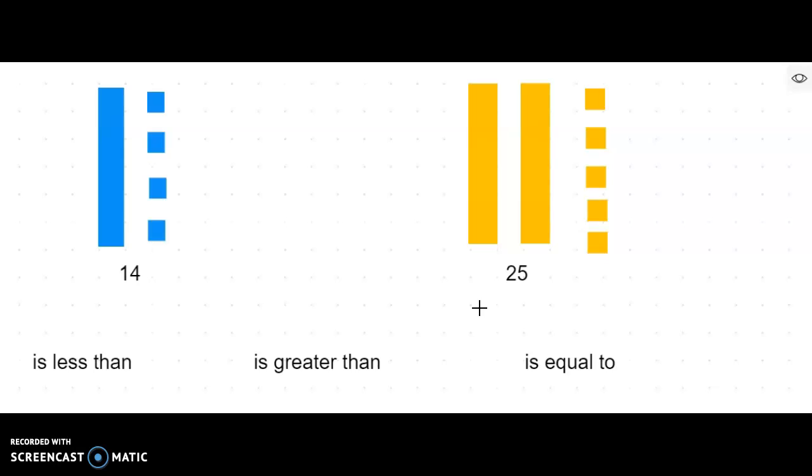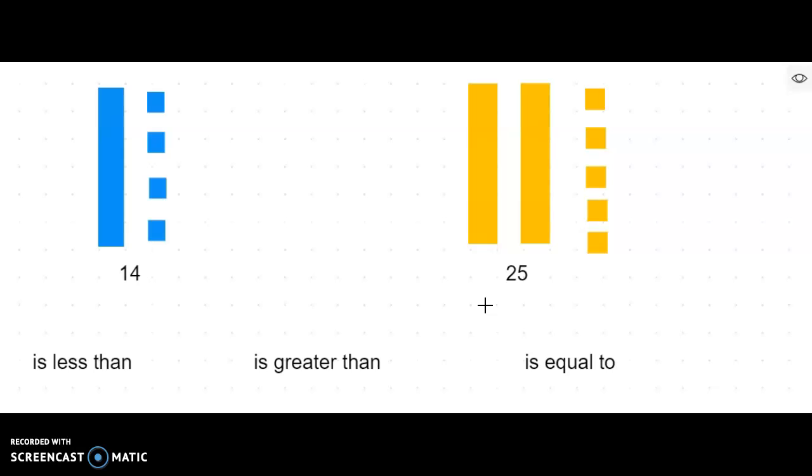So I want to ask my mathematicians this at home. Which one of these three can I say here? Can I say 14 is less than 25? Can I say 14 is greater than 25? Or can I say 14 is equal to 25? Less than, 14 is less than 25?